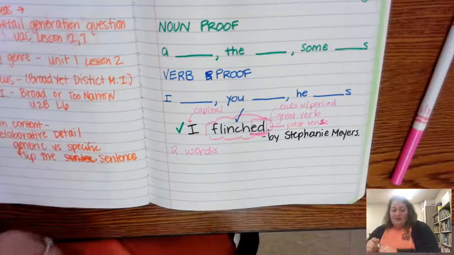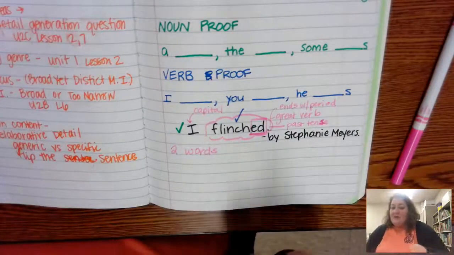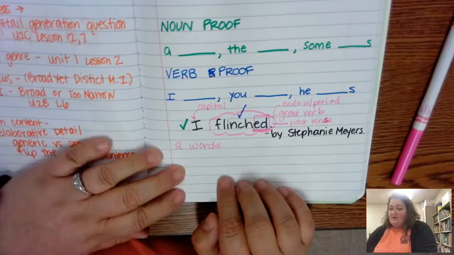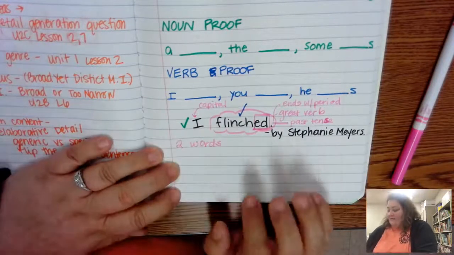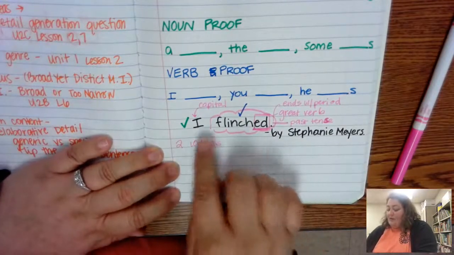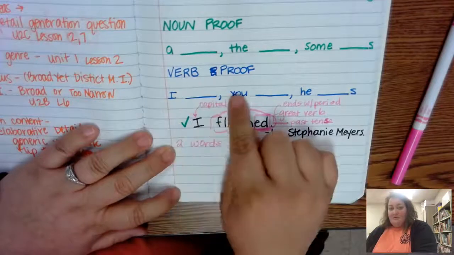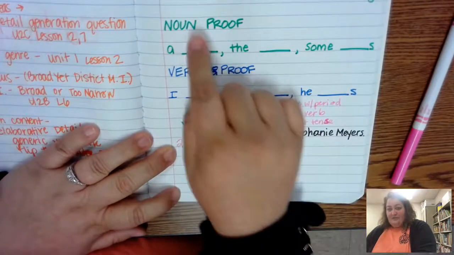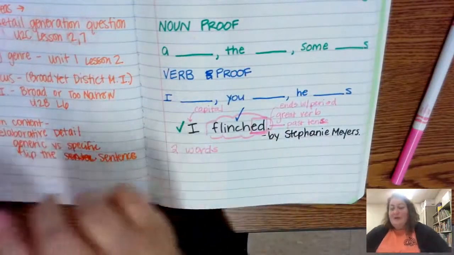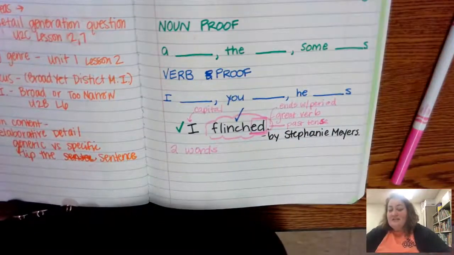Okay. So now it's your turn. I want you to try and see if you can write some two-word sentences. Write as many as you can think of. And then I want you to prove them. Do you have a verb? Use the verb proof. Do you have a noun? Use the noun proof.